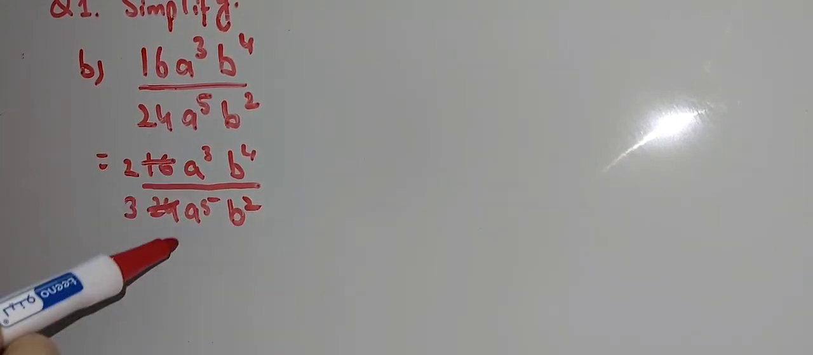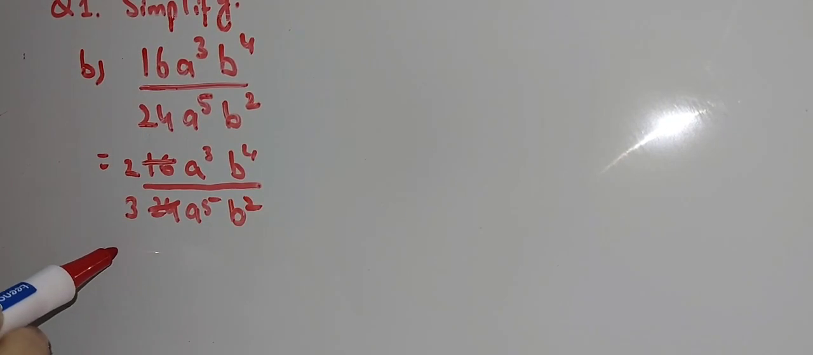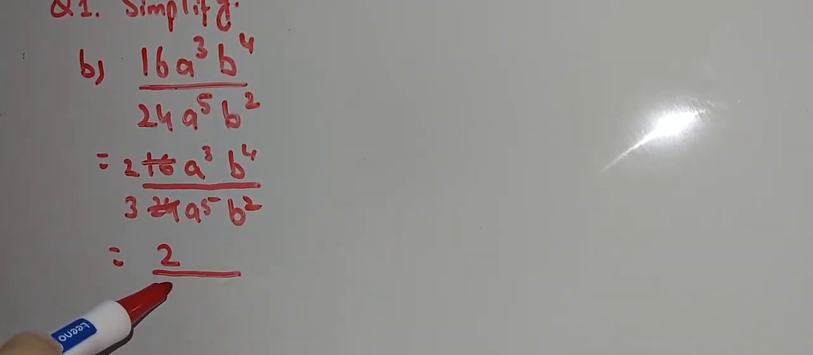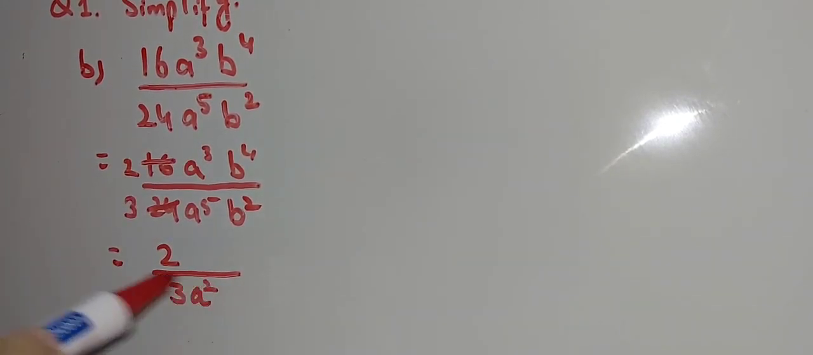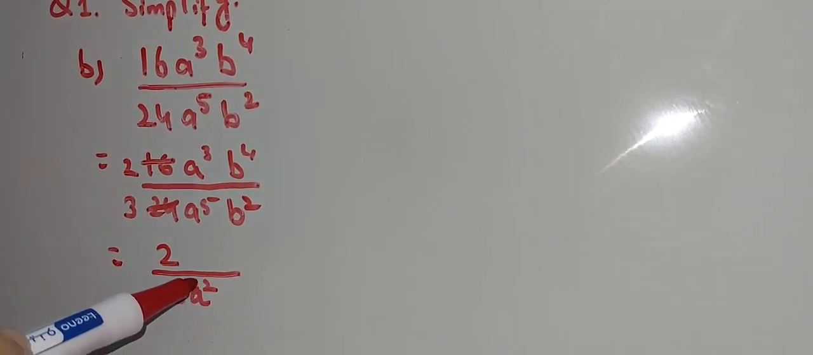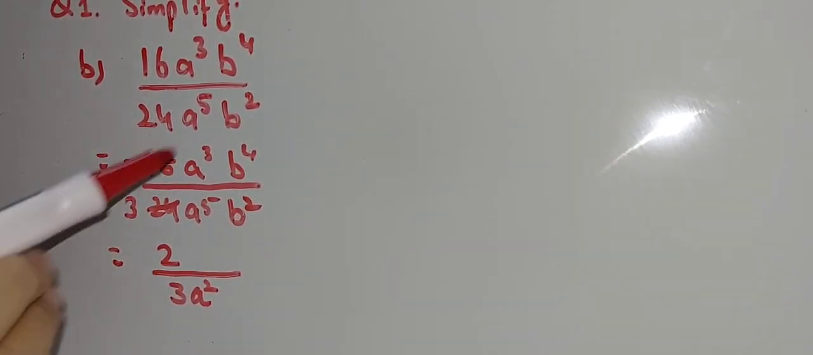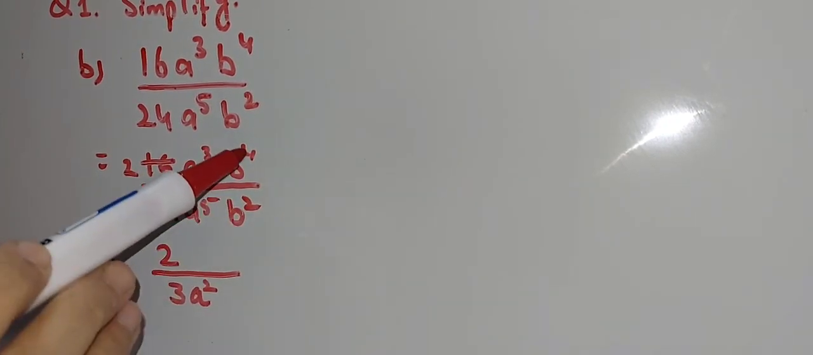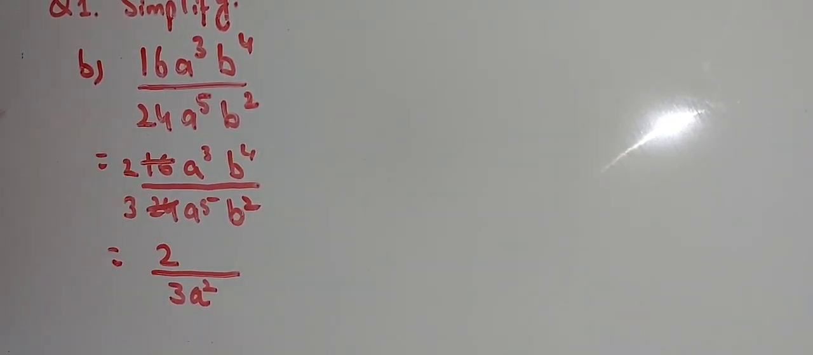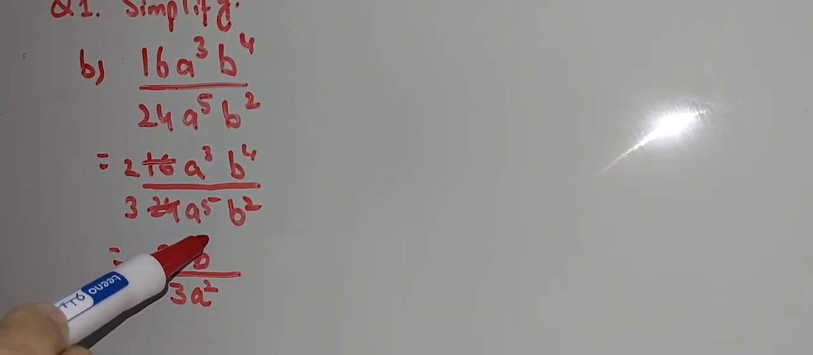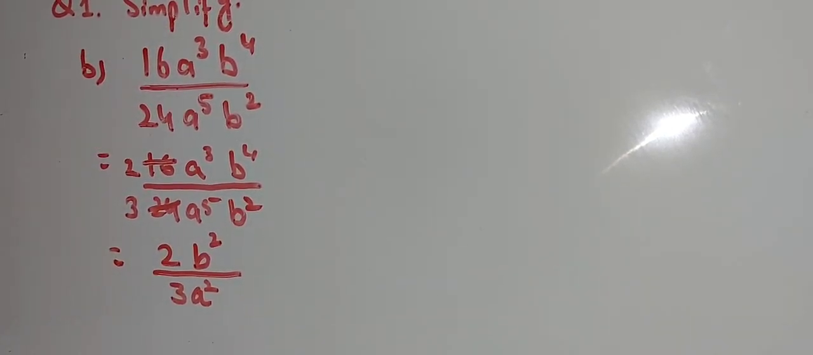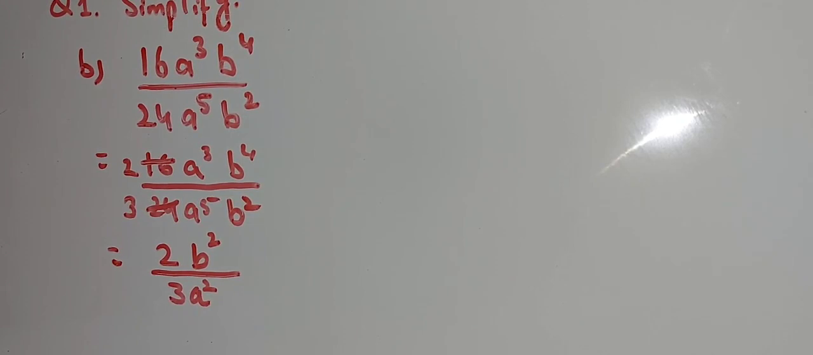Now what is left here? a to the power 5 and a cube. So we have to subtract 3 from 5, so a to the power 5 minus 3 will become a square. Now b to the power 4 and b square. In the numerator b has the greater power, so we will subtract 4 minus 2, so it will become b square. So this is our final answer: 2b square upon 3a square. This is the simplified form of part B.